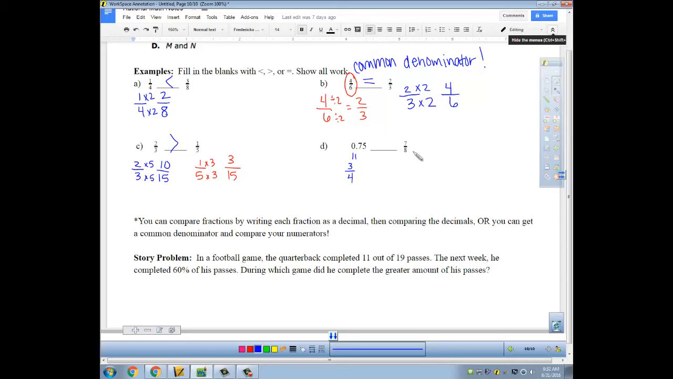So I need a common denominator. I could use 8. So I need to think 4 times 2 would give me 8. So 3 times 2 gives me 6. So 6/8 compared to 7/8, 7/8 is bigger.